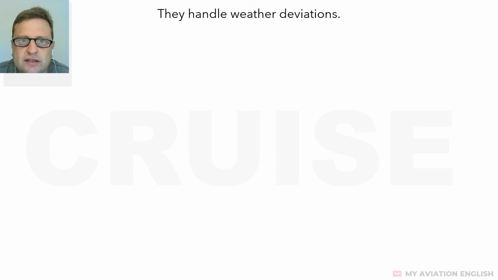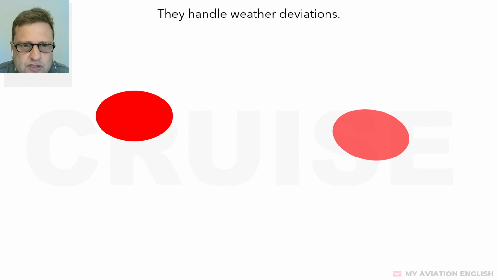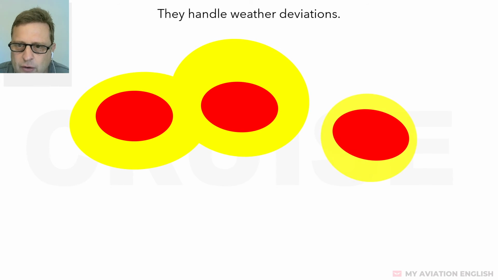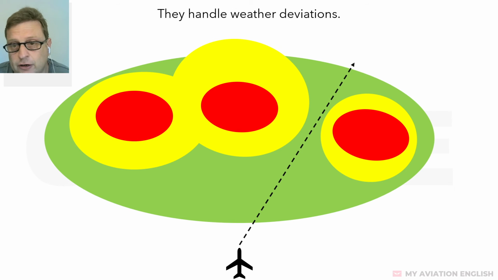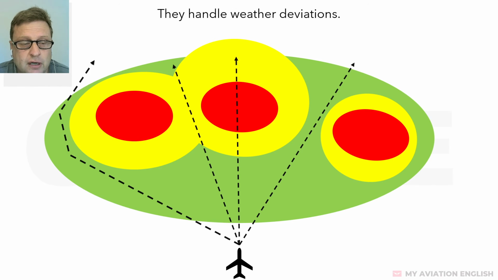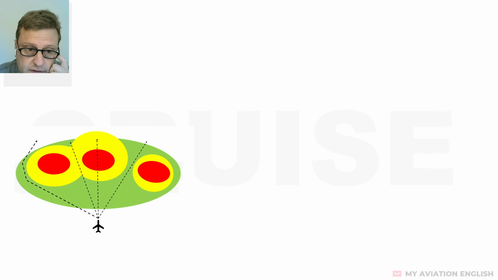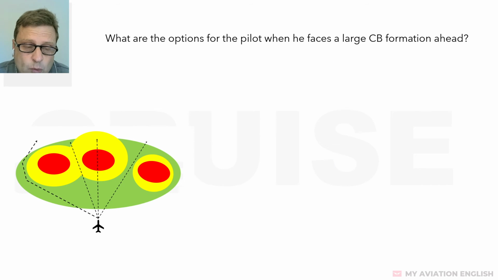So they handle weather deviations. We have one cell here, another here, another here, yellow, yellow, yellow, and green. Okay, that's the weather radar. An aircraft has to pass through this cell, this storm formation. It can go here, here, here, or here. In your opinion, what would you do if you find yourself in this situation, have to cross this cell?